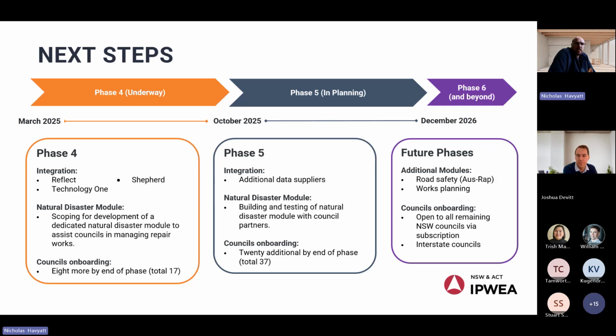The next phase, we're currently in phase 4 of development. Basically, it's agile project management development cycles. In phase 4, we're looking at the integration into Reflect and the initial integration into Technology One. We've also built a connection to the Shepherd interface in this phase. So the Reflect interface, I'll touch on that because there's a few councils here that I see are involved in that. So I'll pick on Stuart at Midcoast on that.